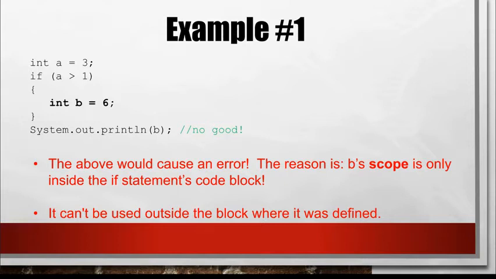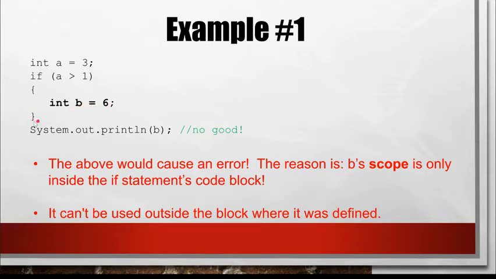Now let's look at 3 code examples. In this first example, we see a is set equal to 3 and a test to see if a is greater than 1. And in this if is our if block. So we have curly brackets that define the block for the if statement. And inside of the if block, we have int b declared and assigned a first value of 6.